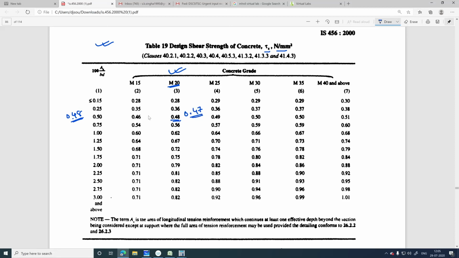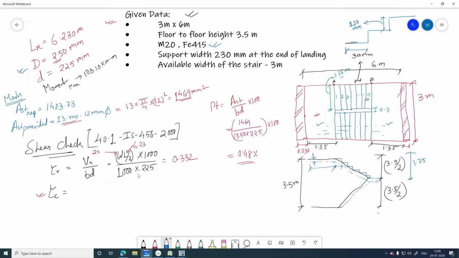So I am just considering 0.47. Okay, you can make the interpolation like we have done in the previous cases, and after interpolation you can determine the exact value. So I am considering 0.47 here. In this case tau C is greater than tau V, right? If this condition is satisfied, we don't need to provide any shear reinforcement. Okay, so now the last thing, that is the deflection check.